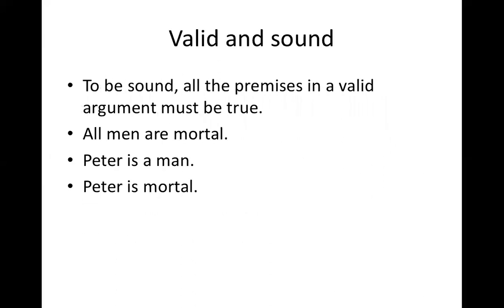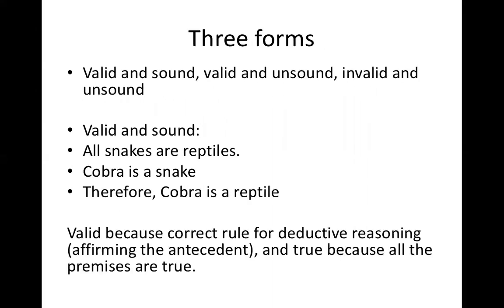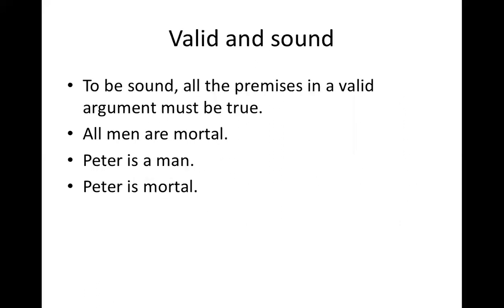Then we have valid and sound. To be sound, all the premises in a valid argument must be true. All men are mortal. Peter is a man. Peter is mortal. So this argument is valid. It affirms the antecedent. And it is sound because it is true. All the information in the argument is correct. So it is not only valid, but it is true. An argument that is valid and true is sound.